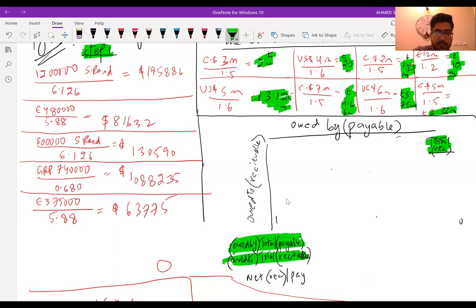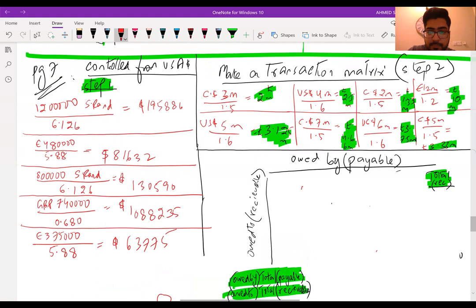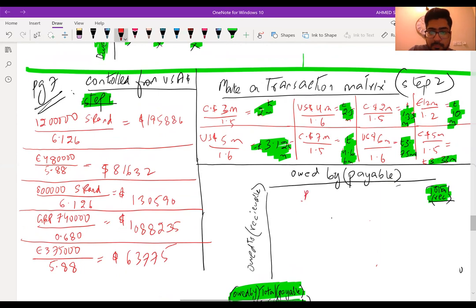Make a transaction matrix now. Find the transactions between companies. The first one is between P and S, so you need to write P and S. Then PR, P is already written, R. Then QR, Q is to be mentioned and R is written. QS already mentioned, RS already mentioned, RP already mentioned, SQ already mentioned, SP already mentioned.